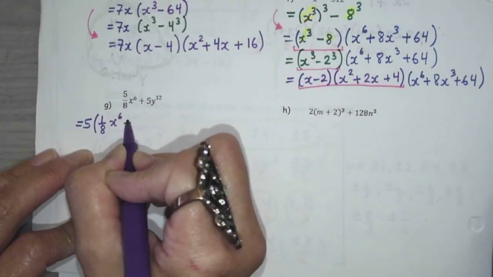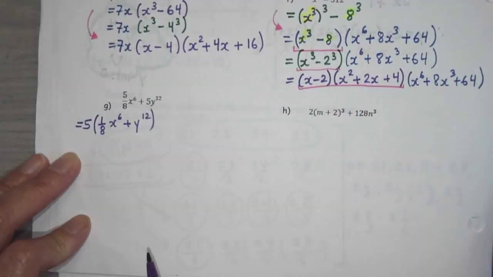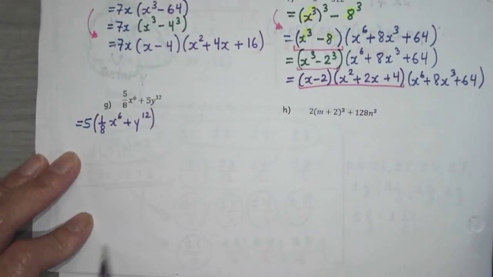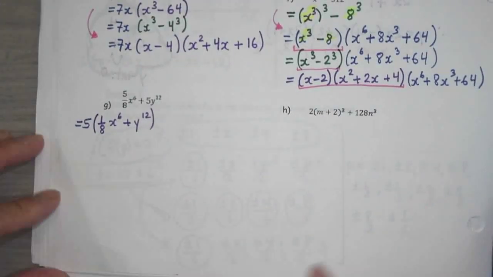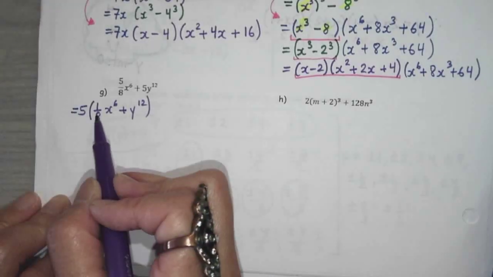Some people like to write it on top. That's up to you, so you can write it in front or under. You can write x to the 6 over 8 or 1/8 x to the 6. Doesn't matter. That's me taking out the 5. Now I need to look for the third root of each one of these.